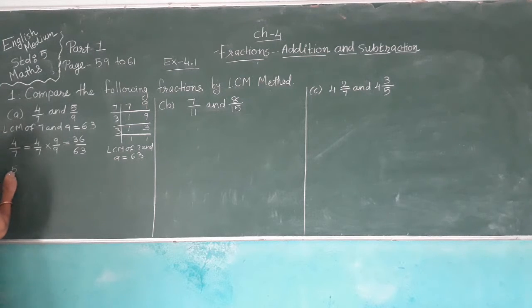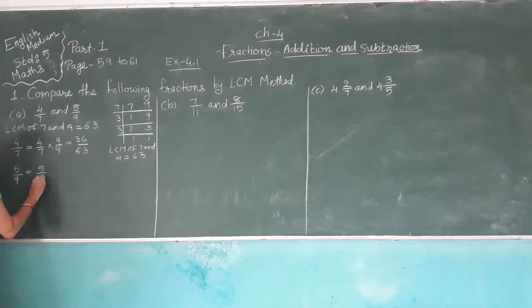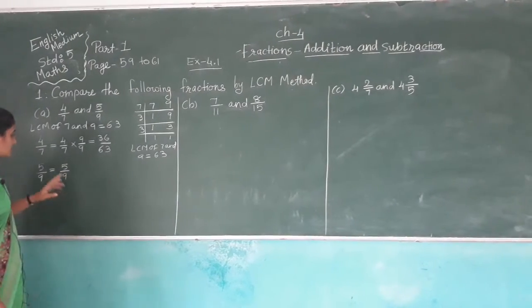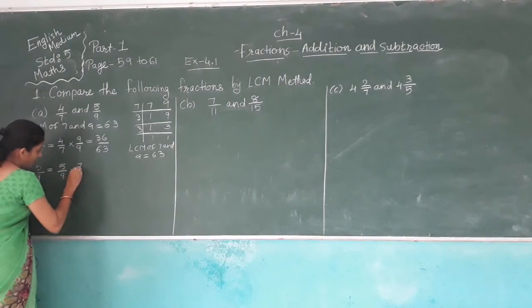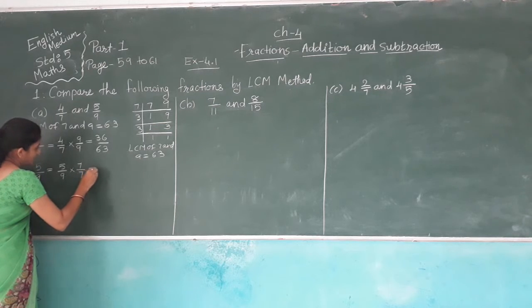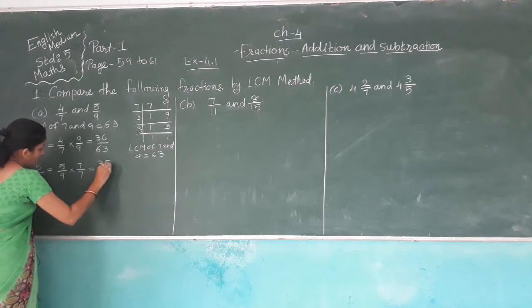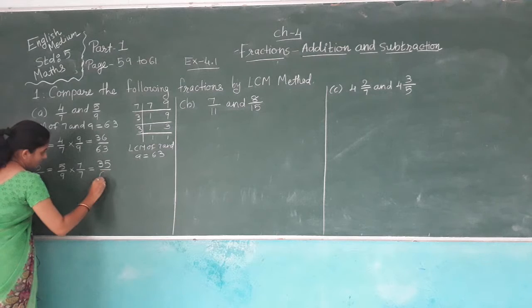Again, 5 out of 9. Which digit multiplied with 9 gives the answer 63? That means 7. So 7 out of 7. 7 fives are 35 and 9 sevens are 63.